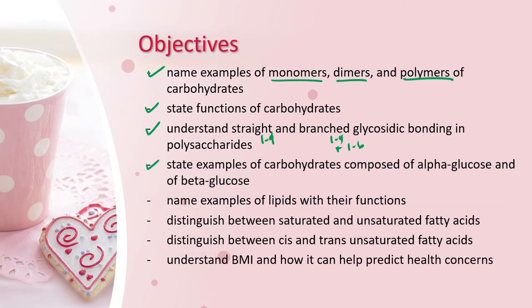We talked about alpha glucose and beta glucose. Beta glucose is mostly cellulose, which is more of a structural carbohydrate in our plants. Alpha glucose tends to be more for energy storage. So this is our sucrose and our glycogen, our starch molecules. And then we flipped over to lipids and we talked about some examples of lipids, those fatty acid chains. We looked at saturated and unsaturated fatty acids. We talked about cis on the same and trans on opposite side, unsaturated fatty acids. And then we wrapped up with BMI, body mass index, and how it can help predict but not be the be-all and end-all of health concerns. Good work today, my friends.